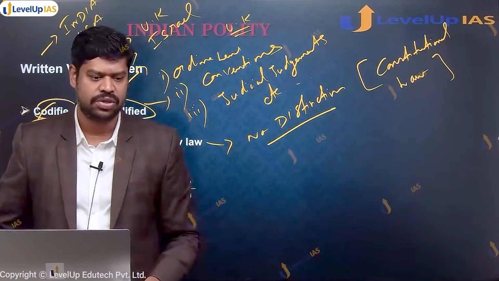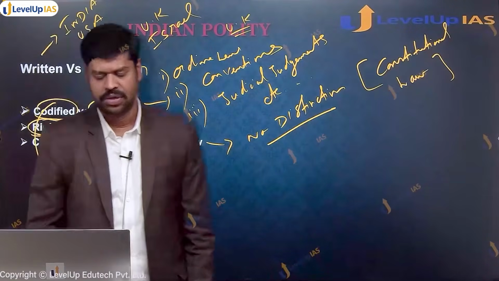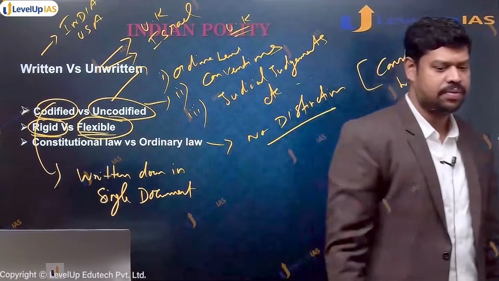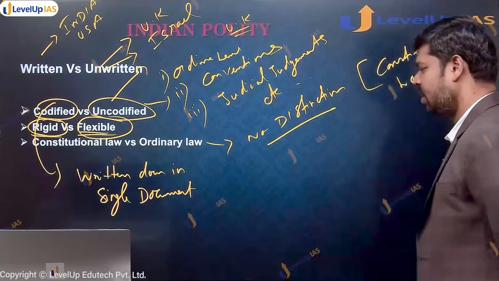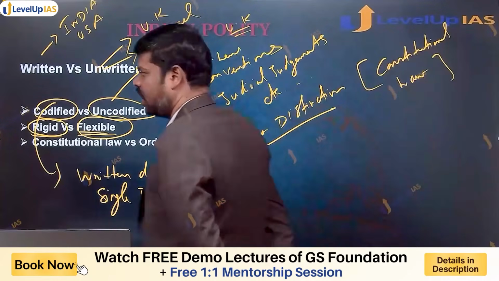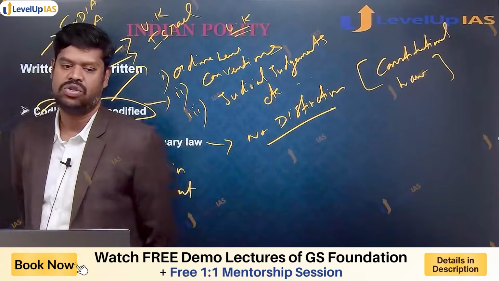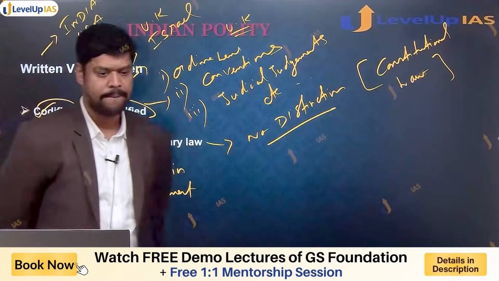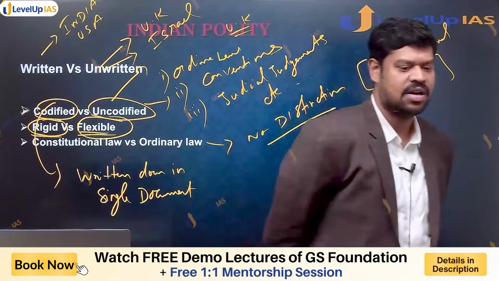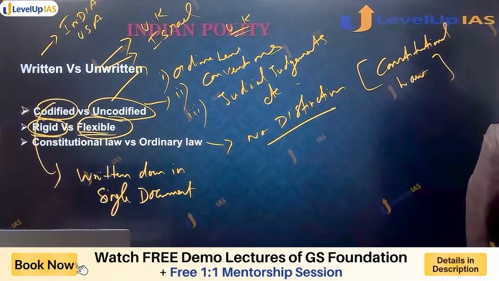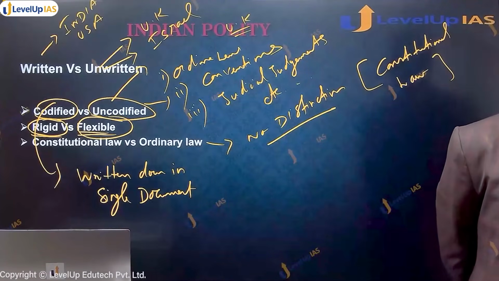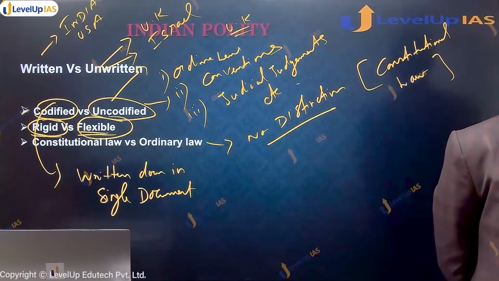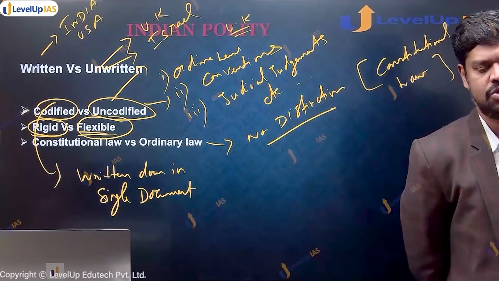So please take down this question. Differentiate between a written and an unwritten constitution. 5 marks. You can write it in 100 words. Either you can write it in paragraphs or you can put a tabular column to differentiate, whatever way that you want, you can write it. So normally how will you write it?